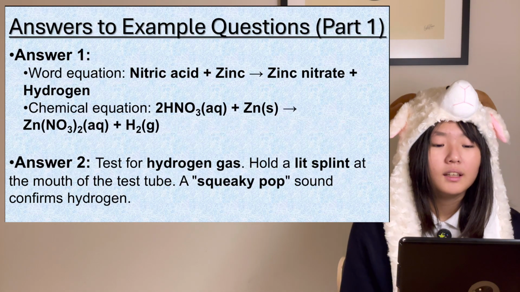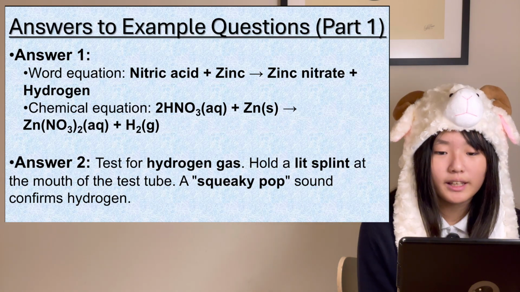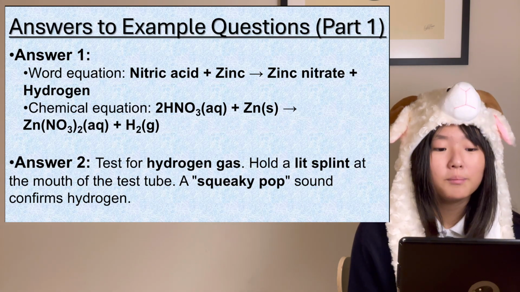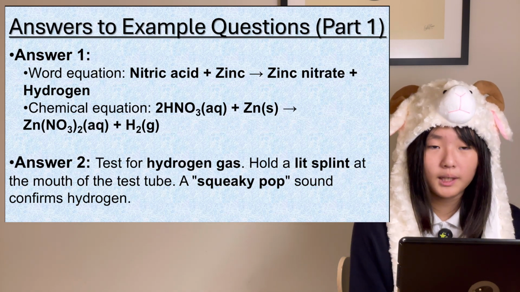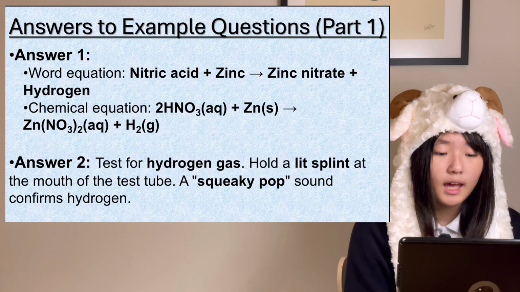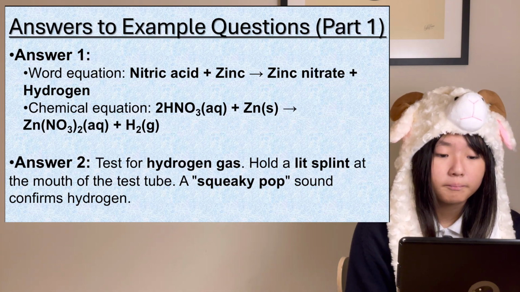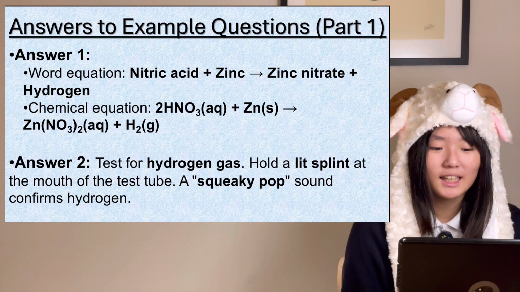Number 1. The word equation is nitric acid plus zinc becomes zinc nitrate plus hydrogen. The chemical equation, however, is 2HNO3 (aqueous) plus Zn (solid) becomes Zn(NO3)2 (aqueous) plus H2 (gas).